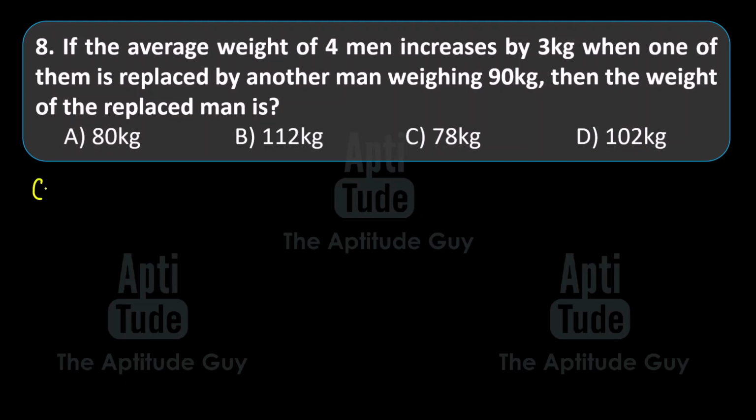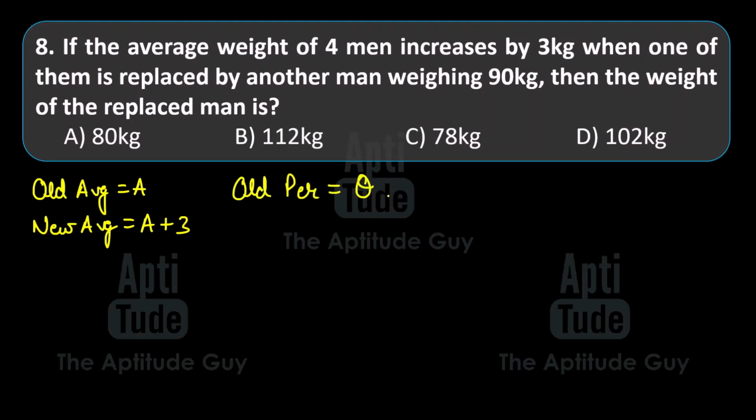What are the things that we do not know? Old average, we do not know. Let it be A again. And the new average again is the same thing. It increases by 3 kg, so A plus 3. Now, this 90 kg guy is the new person. So the old person this time is unknown. Let it be O or X, whatever you're comfortable with. And the new person is 90 kgs.